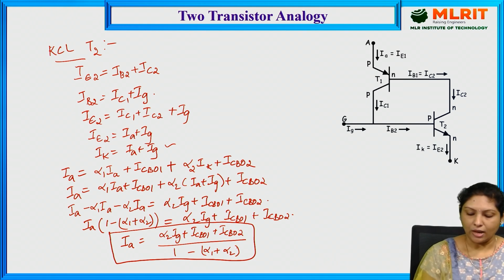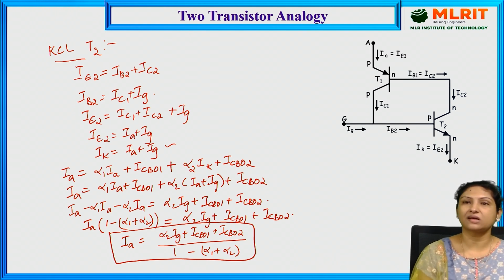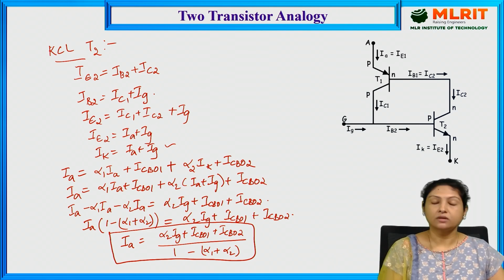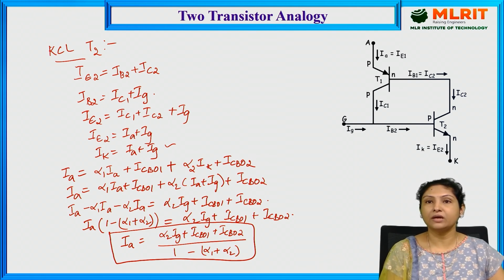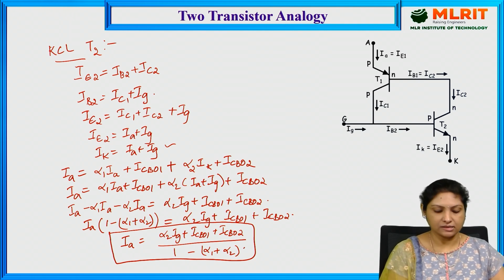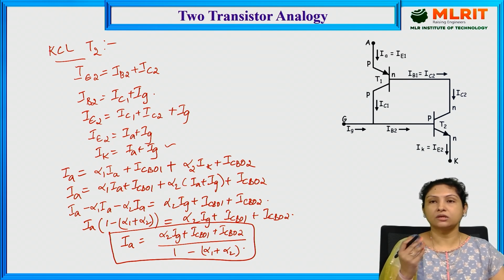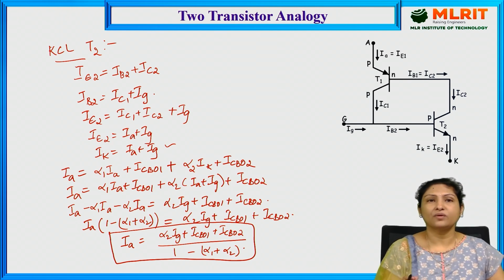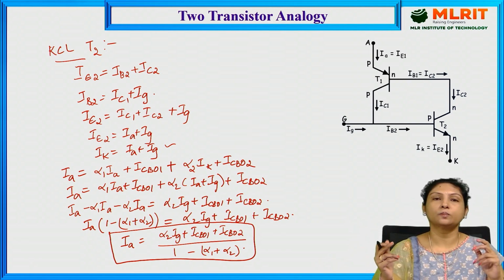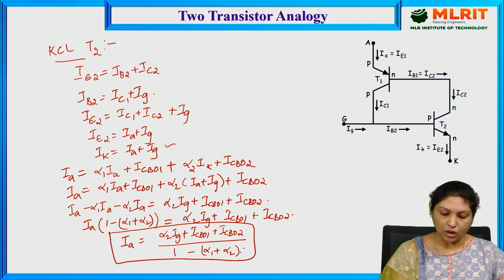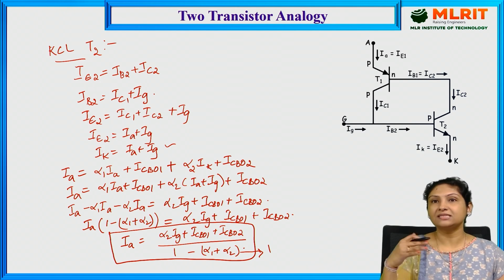See here, the value of alpha 1 and alpha 2, that is the current gain value, will usually be very less. And by some means, if we can bring the value of alpha 1 plus alpha 2 to unity, in that case, what happens? IA will become infinity. In that case, we can easily turn on the SCR. That is, we have various turn on methods, right? And the ultimate aim of the turn-on methods is to bring alpha 1 plus alpha 2 to approach the value of unity such that IA will become infinity and it starts conducting.